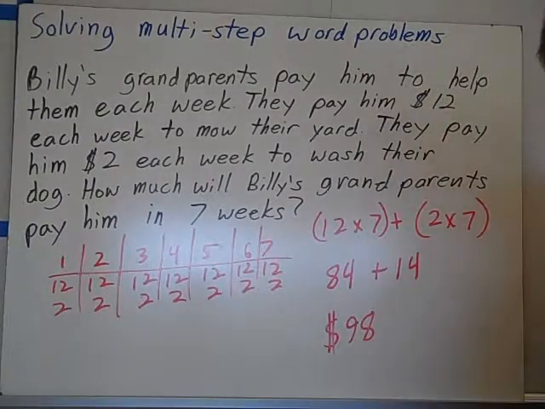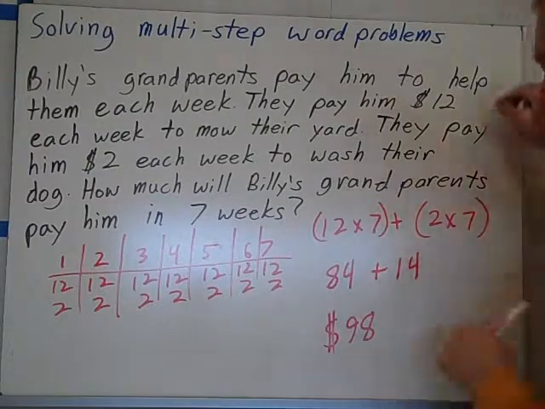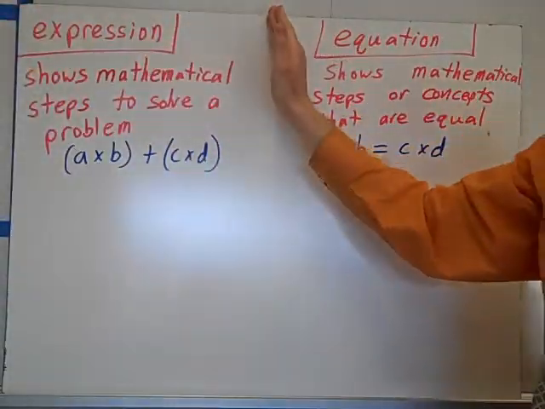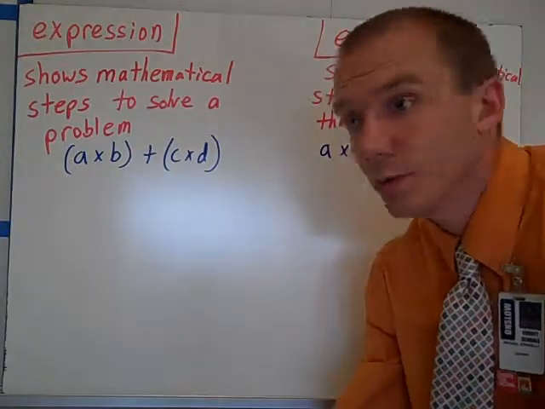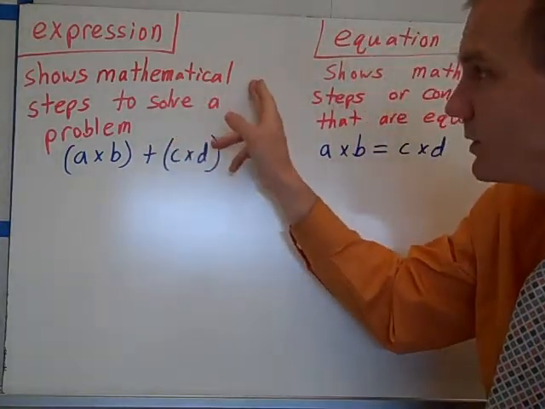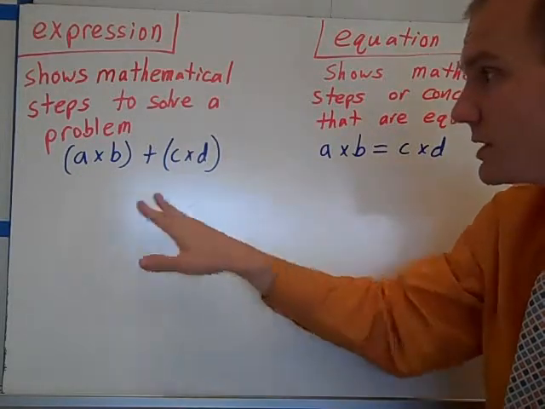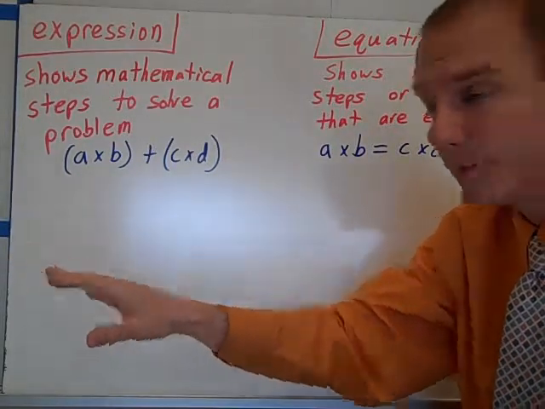The most important thing you need to really be able to do is get to your expression. Expressions are what we work a lot with in multi-step word problems. An expression shows the mathematical steps to solve a problem, like A times B plus C times D, similar to how we had that set up for the other problem there.